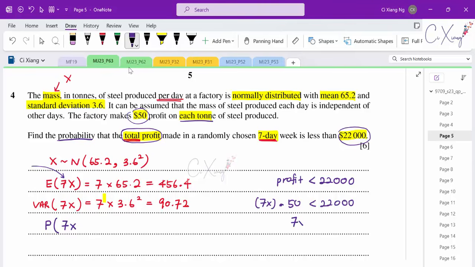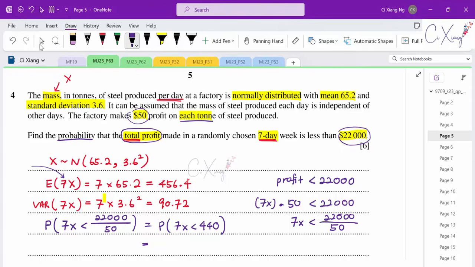Then I prefer to keep my variable as 7x, so I will move the 50 over. It becomes 22,000 divided by 50, so everything is in tons. It's easier for me to do the calculation for the probability. So I take 7x smaller than 22,000 divided by 50, because per ton is 50. I want to know roughly how many tons I have here. When I take 22,000 divided by 50, I have smaller than 440.